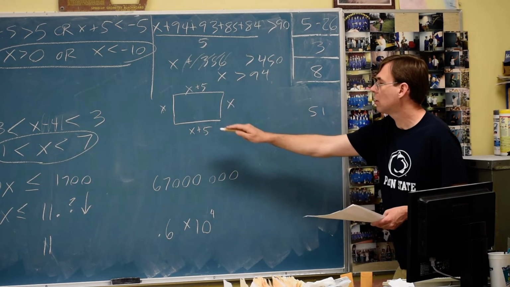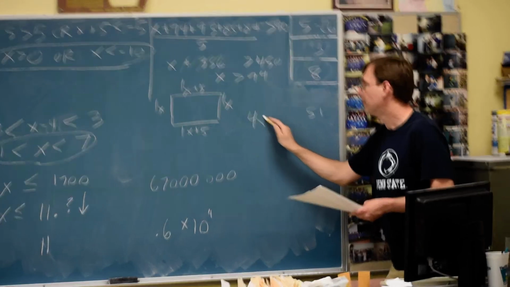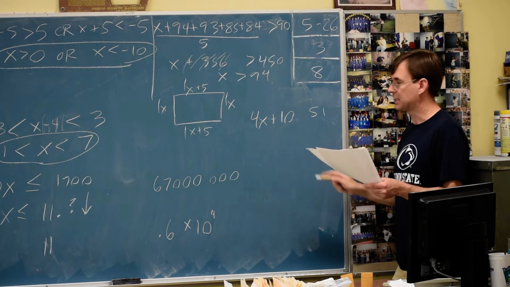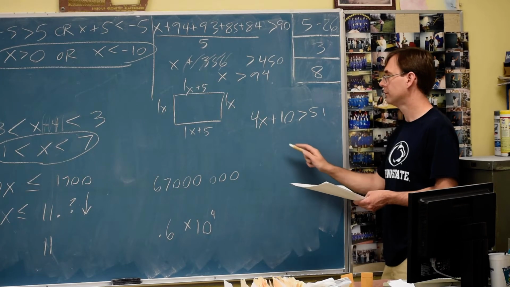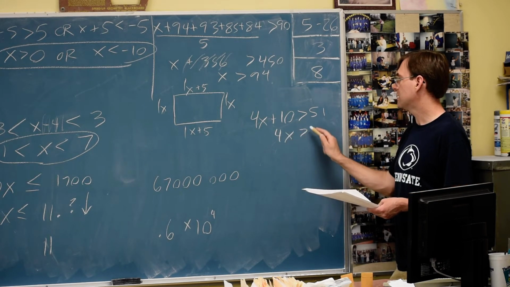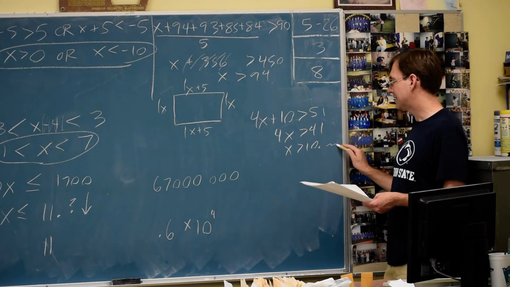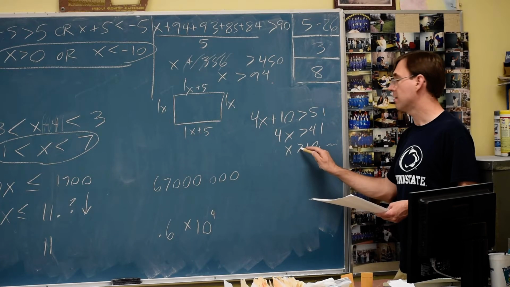So if we add those all up, all of the x's have 1s. There'd be a 4x plus 10. And I say the perimeter is more than, so greater than 51. Do some opposites. Subtract the 10. Divide by 4. It's 10 point something. But we have to be greater than that.